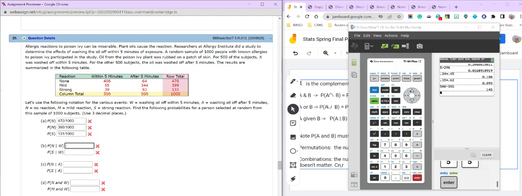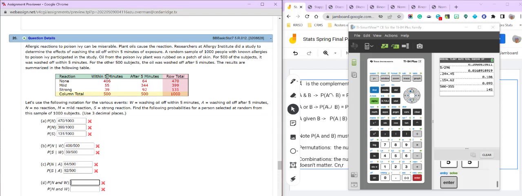And by the way, if you do the fractions, this should work here. Probability of no reaction if it was within 5 minutes. So that's 406 have no reaction out of 500. Okay. Then strong reaction is there are 39 out of 500. Probability of no reaction if they waited 5 minutes, there were only 64 out of 500. And strong reaction, there were actually 92 out of 500.